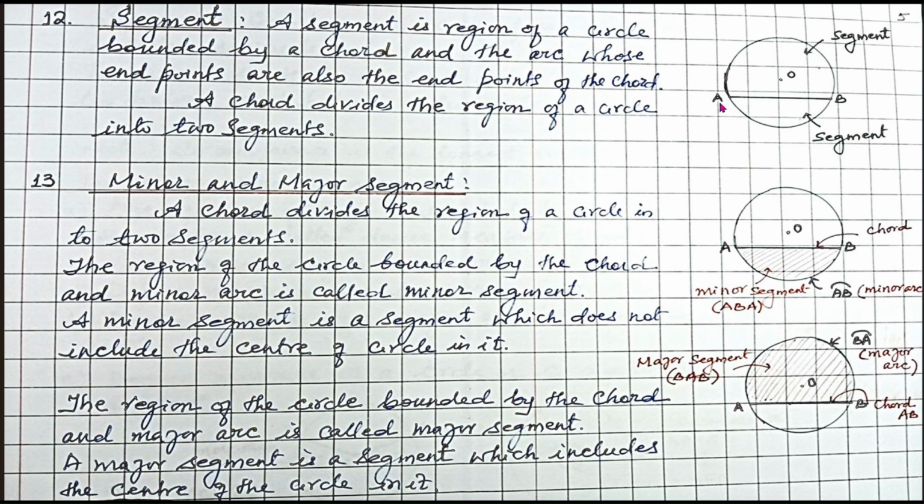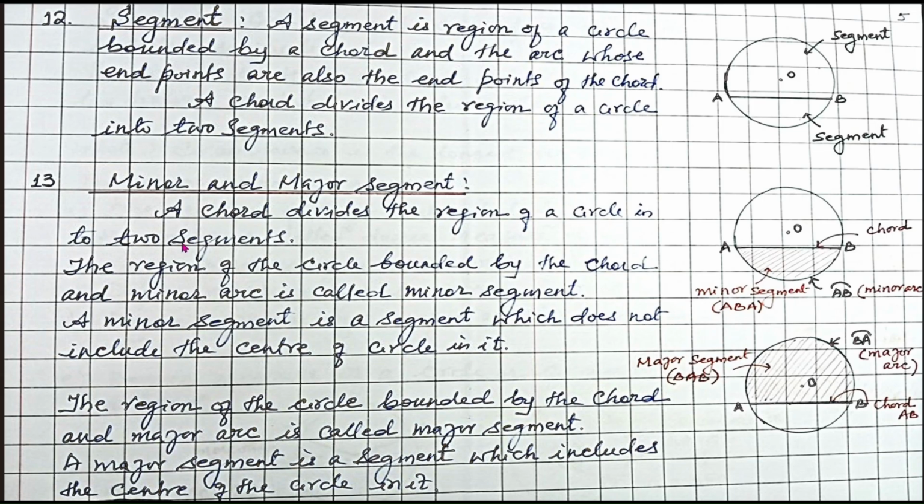Now the segment is the region. This is the region here. So it divides into two segments, these two segments here. One segment is ABA, the other segment is BAB, and that is what is called a segment. Therefore we define a segment as the region of a circle bounded by a chord and a minor arc or a major arc, and it divides the circle into two segments. One may be a minor segment, the one which is smaller is called the minor segment, and the one which is bigger is called the major segment. Therefore we call them minor and major segments.